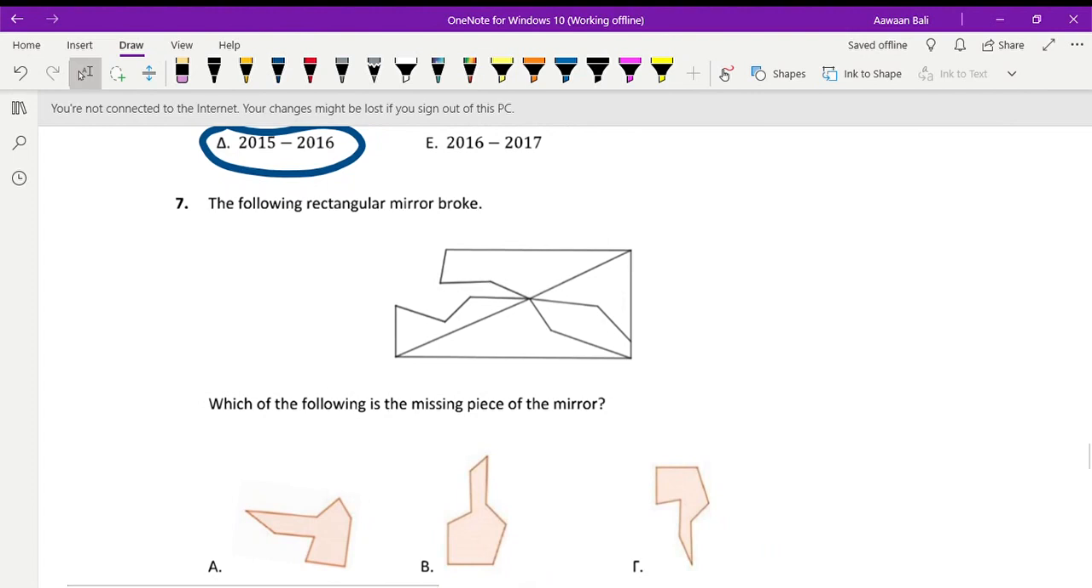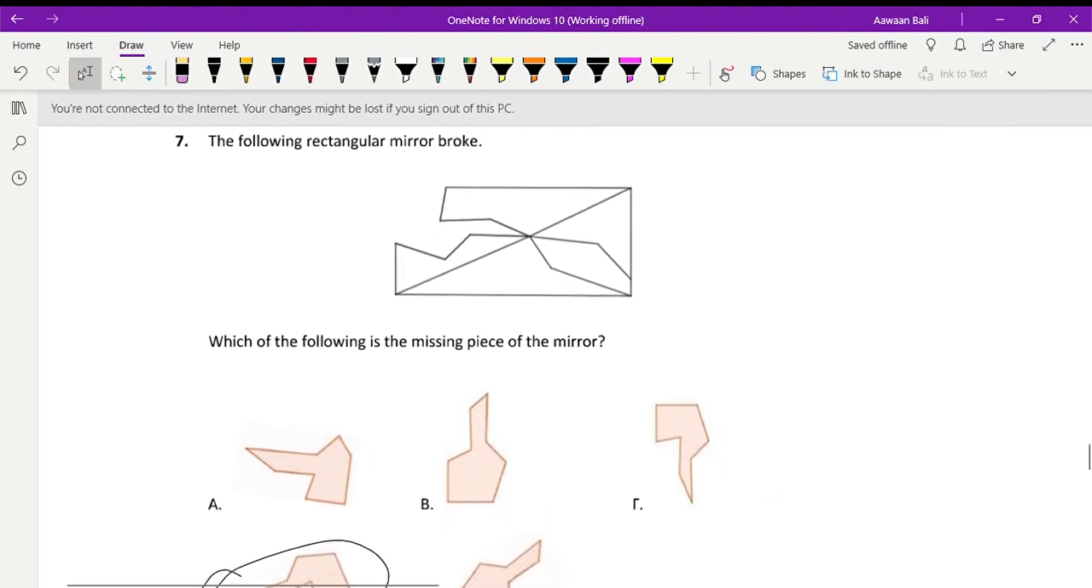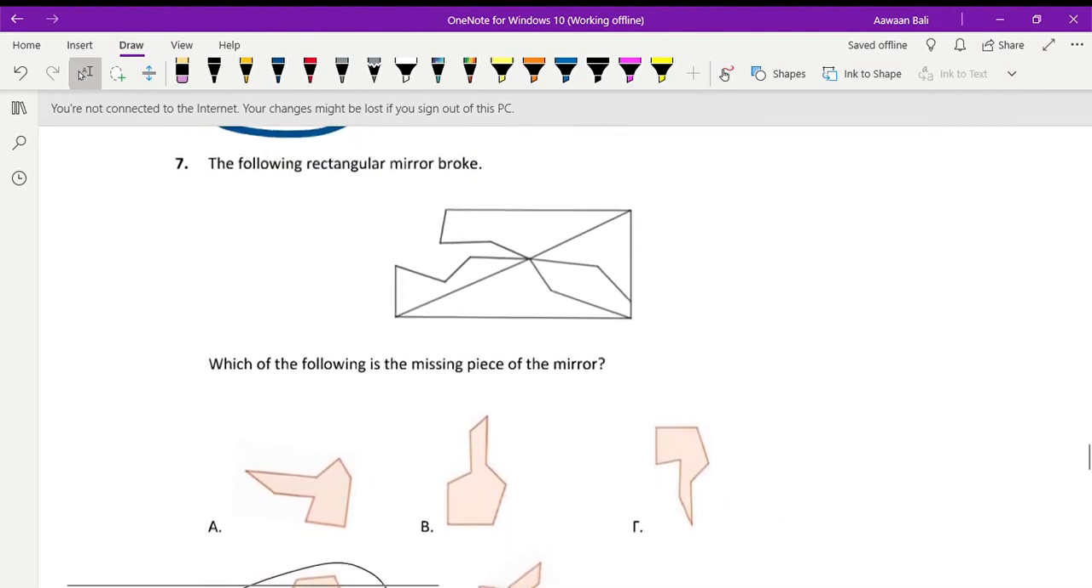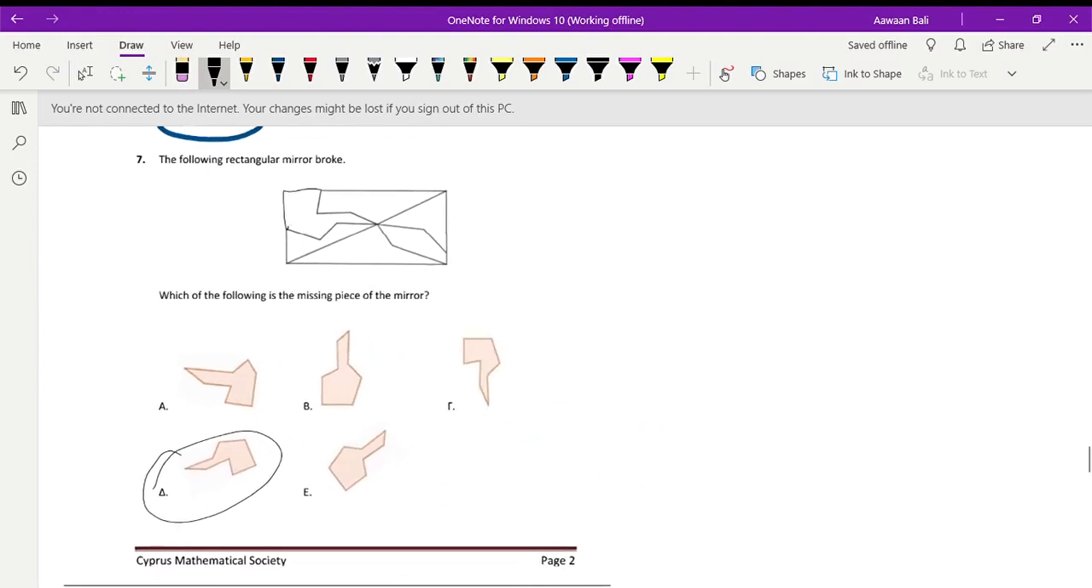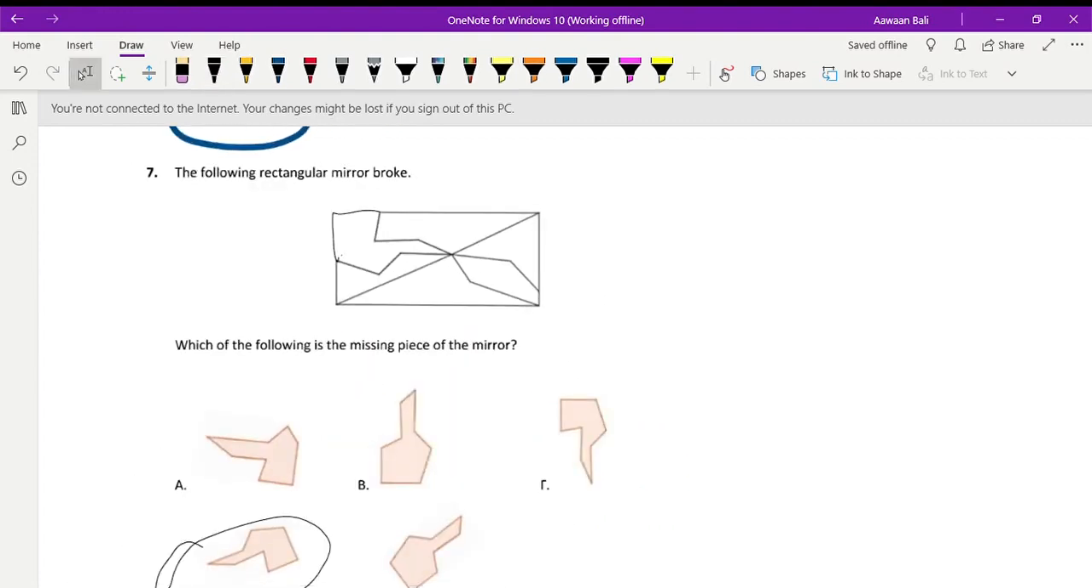The following rectangular mirror broke. Which of the following is a missing piece of the mirror? It's easy. You can basically just imagine that by just drawing the missing corner again. And alpha is wrong because there is no pentagonal shape. There's no corner like that. Again, the bigger part of this shape is wrong again.